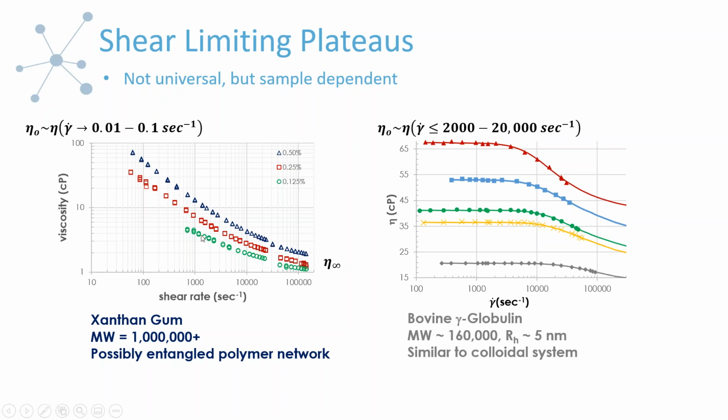So the point is that these limiting plateaus are not a universal range. So you would never say, I must operate between these particular shear rates and they must be exceptionally low. It's highly dependent on your sample and essentially the characteristic relaxation time or times that exist. Because remember, shear rate is an inverse time scale and is probing the relaxation times in the system.